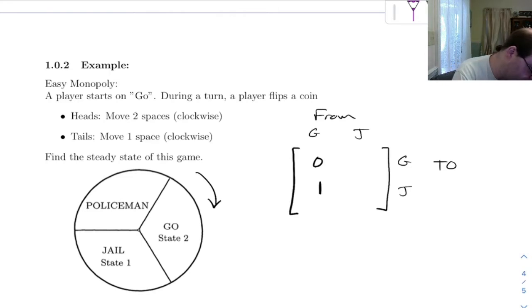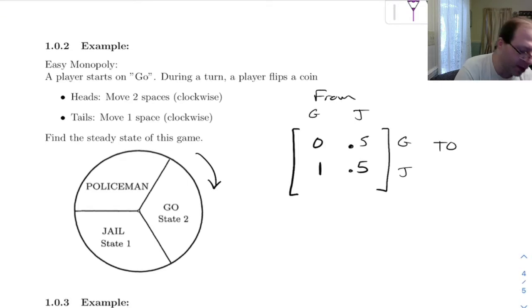If you start in jail, when you roll, there's a 50% chance that you hit the policeman and go back to jail. But there's also a 50% chance that you get heads and you move to go. So this is going to be 0.5, 0.5. So that's our transition matrix for this guy.